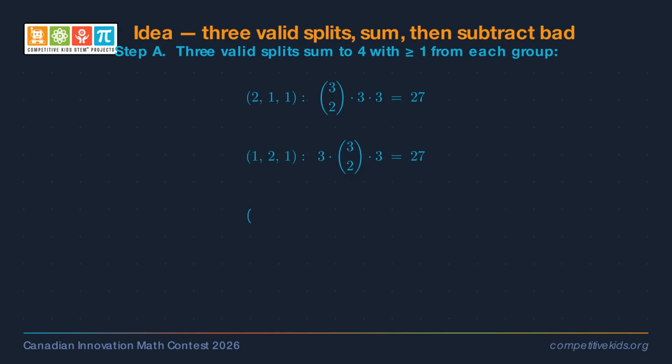For the third split, 1 mentor, 1 club lead, 2 athletes. 3 times 3 times 3 choose 2 equals 27. Total committees with all groups represented: 27 plus 27 plus 27 equals 81.